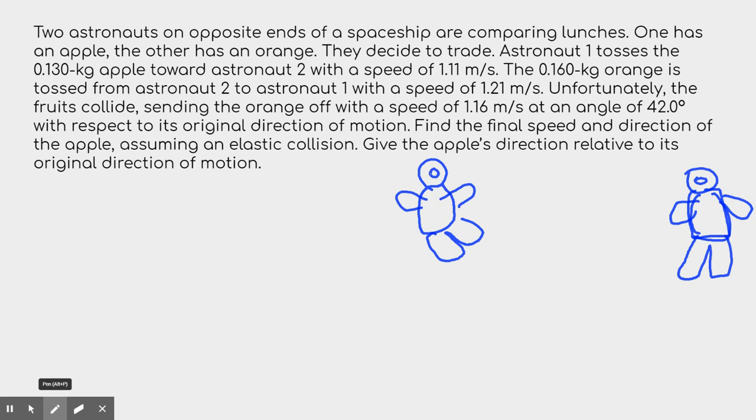Okay, it says that the first astronaut is going to throw, and I'll do this in a different color. He's going to throw something towards astronaut 2. So here's number 1, here's number 2. This one is tossing. I'm going to draw a dotted line to represent the axis that they're tossing. Let's set that as the positive x direction. That makes a lot of sense. This will be the y direction.